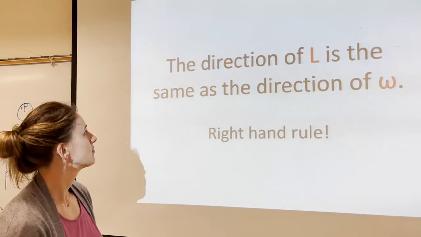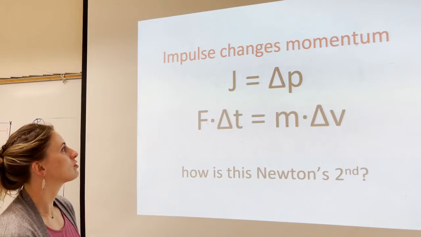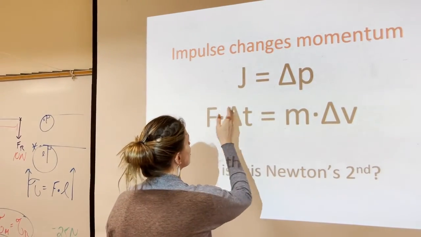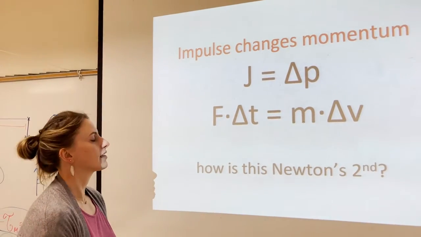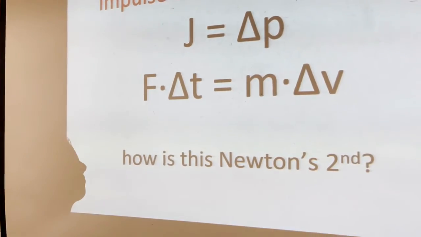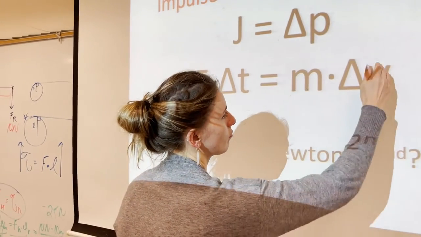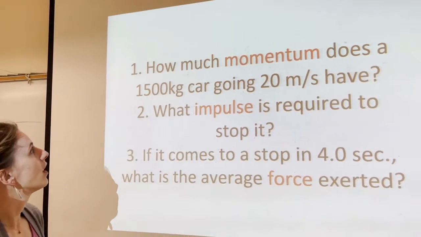Impulse changes momentum. We have our linear world, which is force times the change in time equals mass times the change in velocity. How is this Newton's second law? Well, force is mass times acceleration. What if I divide this over here, v over t? That's acceleration, right? So there it is.